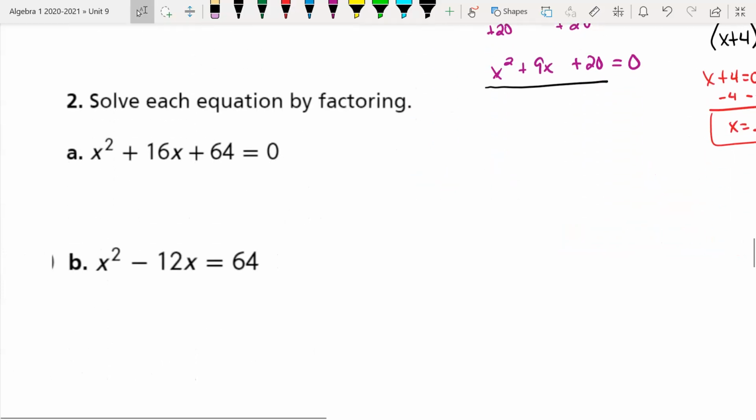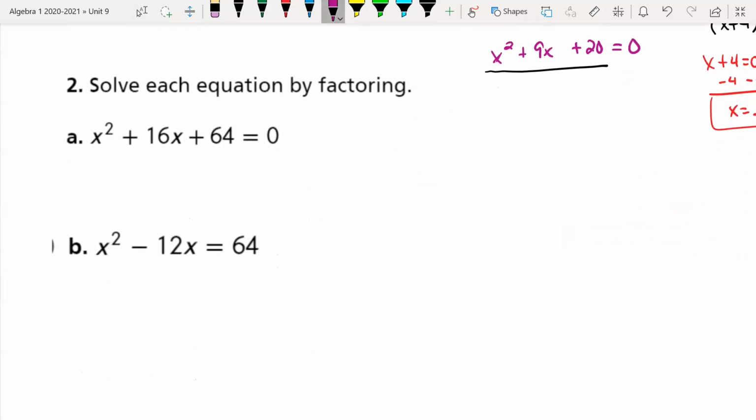So go ahead and solve 2a and 2b. So again, pause the video and try those by yourself.